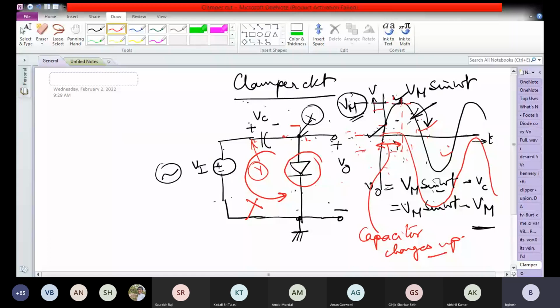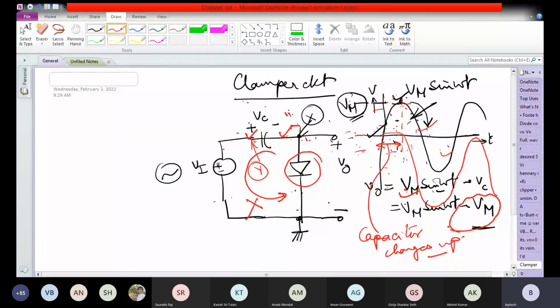So what is the voltage across the capacitor? On one side, on the black curve, we have Vi. The maximum voltage at this point at the end of the quarter cycle is Vm. The voltage at this point is 0. So the capacitor is charged up to a voltage Vm. So the output voltage will be Vm sin omega t minus Vm, because the voltage across the capacitor will always be Vm here. So that is why we have this minus Vm term. So Vm sin omega t, which is Vi, minus Vm.